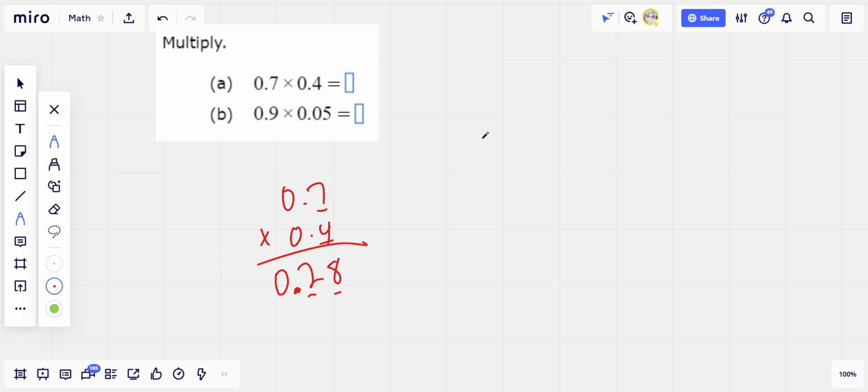Let's set this one up. We have 0.05 times 0.9. Ignoring all those zeros that come before the numbers, we're going to do 9 times 5, that's 45. And then we count the digits behind the decimal. So 1 there, 1 there, 1 there, that's 3. We only have 2 again, so we have to fill one of those spaces with a 0, then our decimal point. So 0.9 times 0.05 is 0.045. So that is a little bit of work with multiplying decimals.